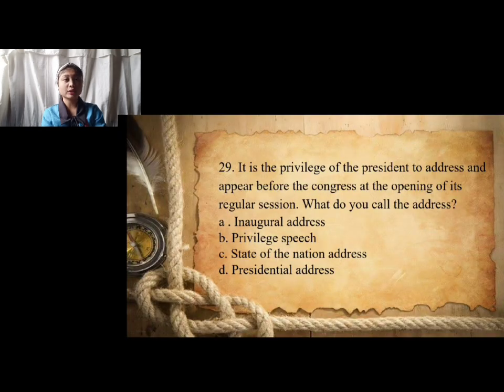Question 29. It is the privilege of the President to address and appear before the Congress at the opening of its regular session. What do you call the address? So the correct answer is letter C, the State of the Nation Address or SONA. Sa Kalagayan ng Bansa is an annual address of the President of the Philippines to a joint session of the Congress of the Philippines.